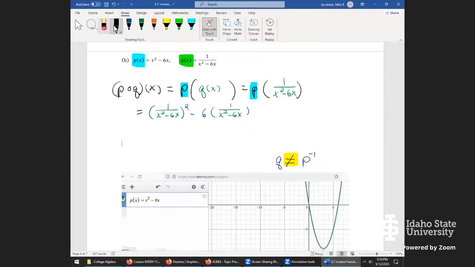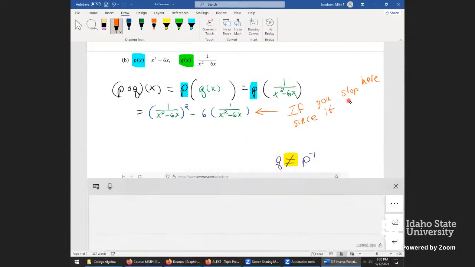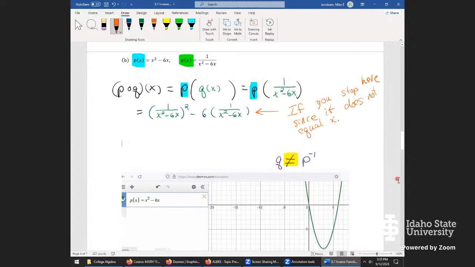So I would say here, if this was on a quiz, oh, that was meant to be a different color. If you stop here, because maybe you saw the graph and you knew P had no inverse in the first place, or because you saw this and you knew it does not equal x after simplifying, I would always consider that to be full credit, whether you're in a quiz setting or an exam setting. If you get to this and you know that's not working out to x and you just conclude Q is not P inverse, I would be happy with that.